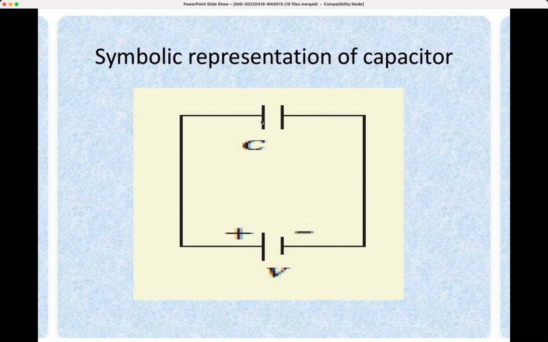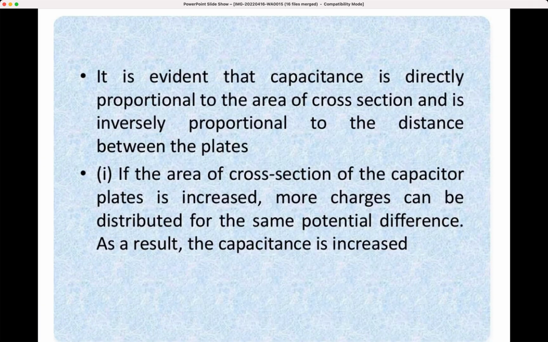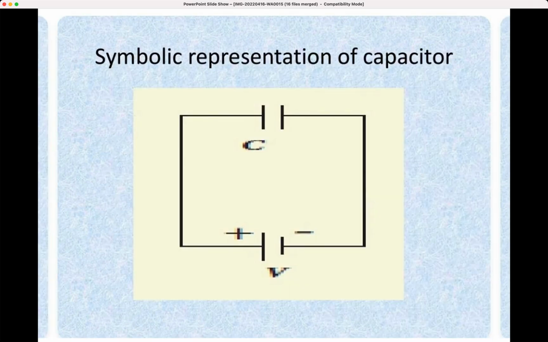Also, capacitors are of different types. They are manufactured in many forms, styles, lengths, and different materials. And this most basic representation is the parallel plate capacitor. The parallel plate capacitor is a very simple arrangement.